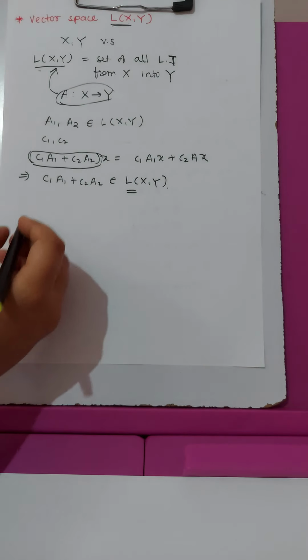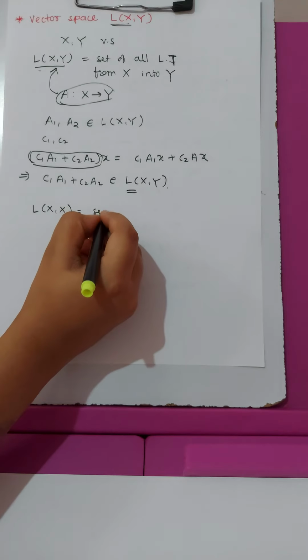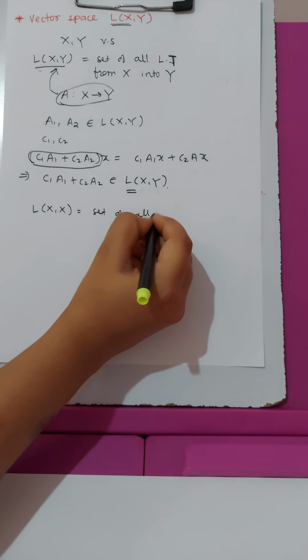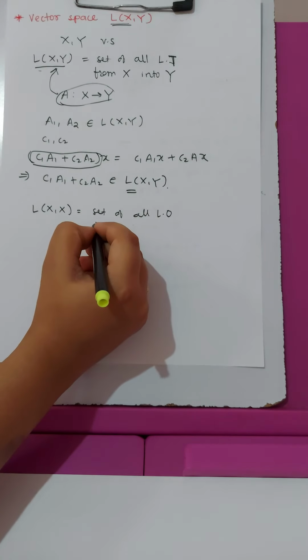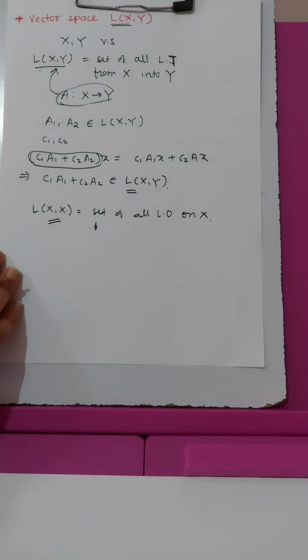Now if we consider L of X, X, that is the set of all linear operators on X, this will also become a vector space.